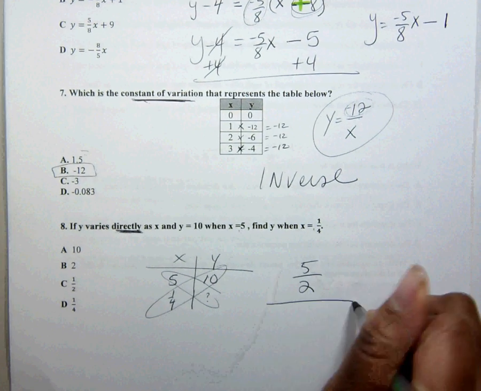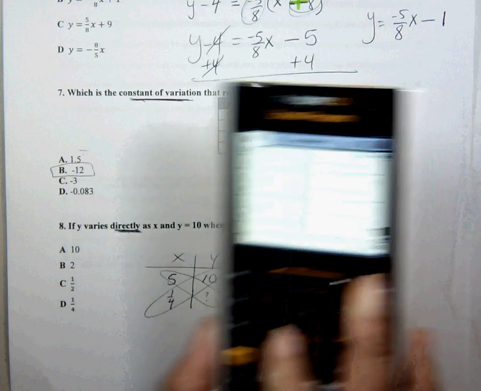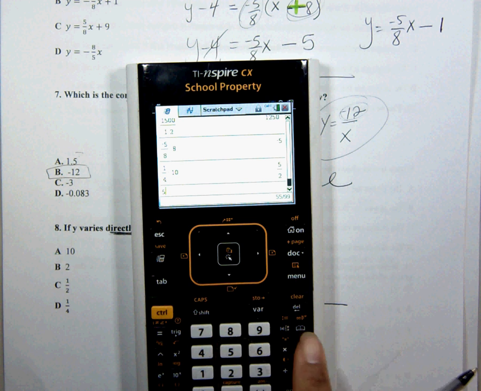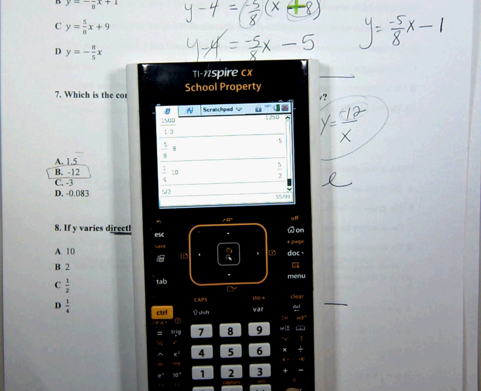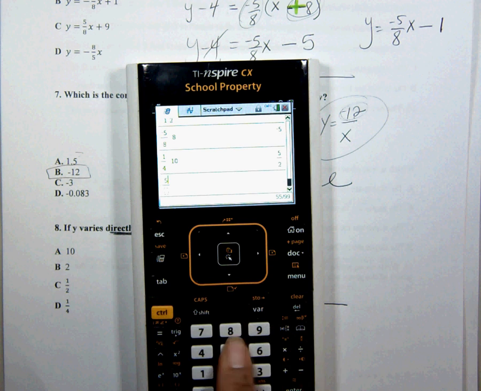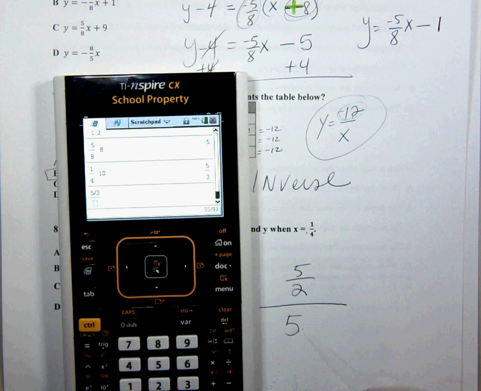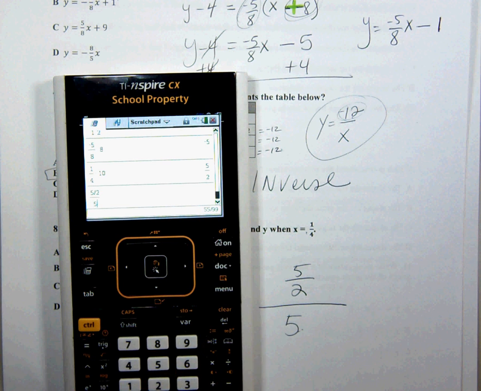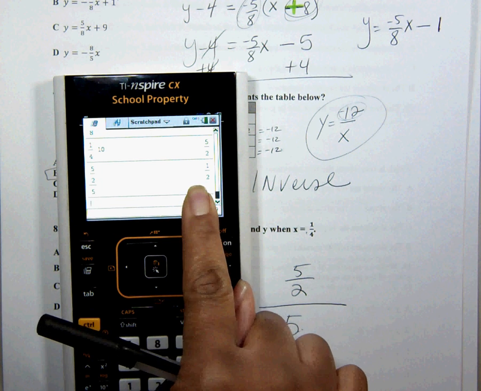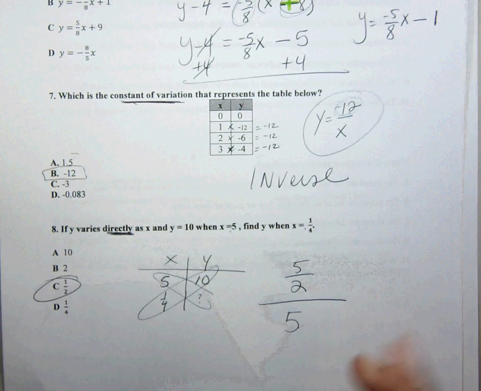Now divide that by the number we have not used, which is 5. Let's do it this way so you're not confused. Control divide, then put 5 divided by 2 up there, and now put the number we didn't divide by, which is 5. We didn't use earlier. And now you have your answer is 1/2. And so the missing number is 1/2.